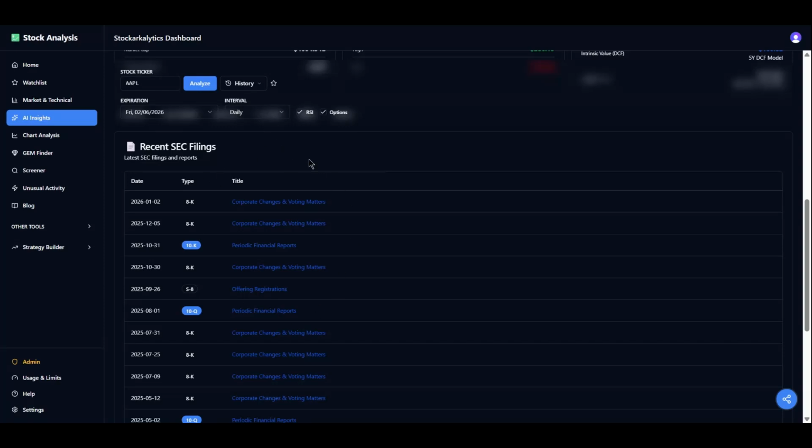This is useful when you want the why behind a big move, like a major announcement, a quarterly report, or a proxy update. When you click on these links, it'll just open up a new tab with the information that you're looking for.